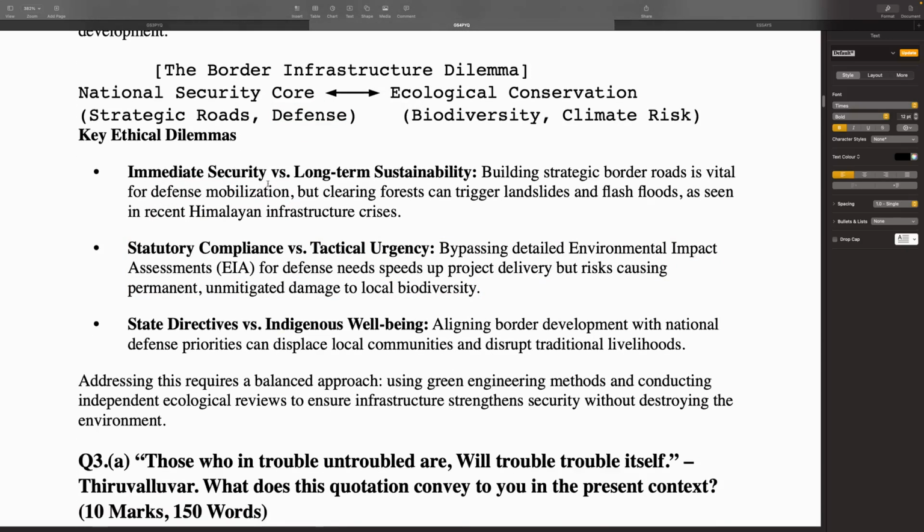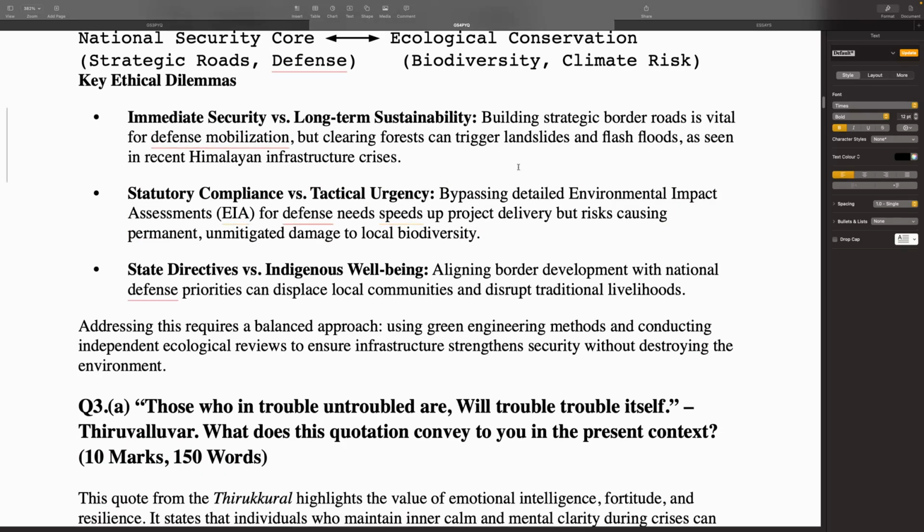Key ethical dilemmas. Immediate security versus long-term sustainability. Building strategic border roads is vital for defense mobilization, but clearing forest can trigger landslides and flash floods as seen in recent Himalayan infrastructure crises. The statutory compliance versus tactical urgency. Bypassing detailed environmental impact assessments for defense needs speeds up project delivery but risks causing permanent unmitigated damage to local biodiversity.